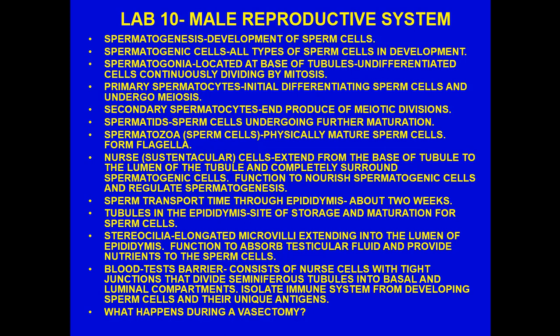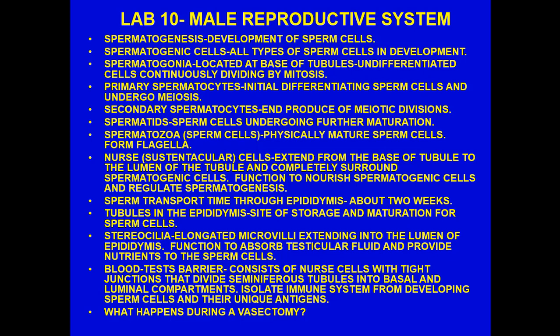Now, in this area, we have also nurse cells. They're also referred to as sustentacular cells. They extend from the base of the tubule to the lumen of the tubule and completely surround spermatogenic cells. Think of them as sort of the assembly sites and at the same time the nursemaid that will nourish the spermatogenic cells and regulate spermatogenesis.